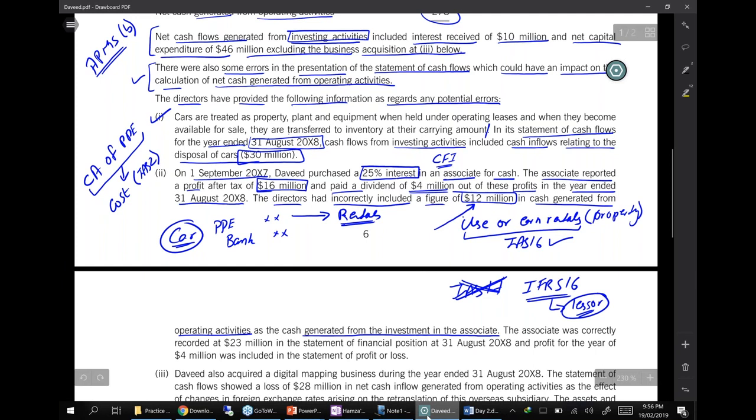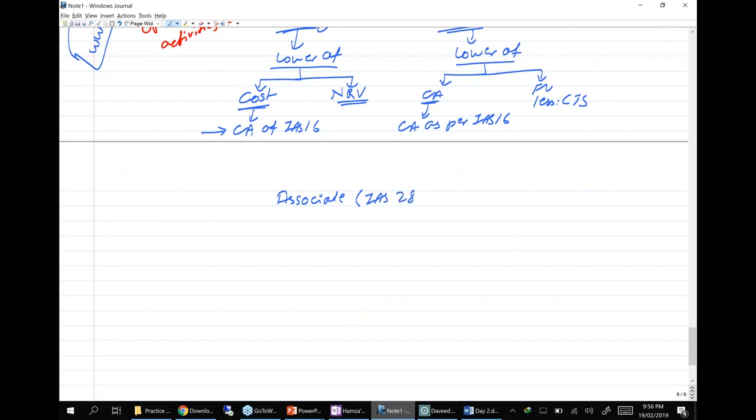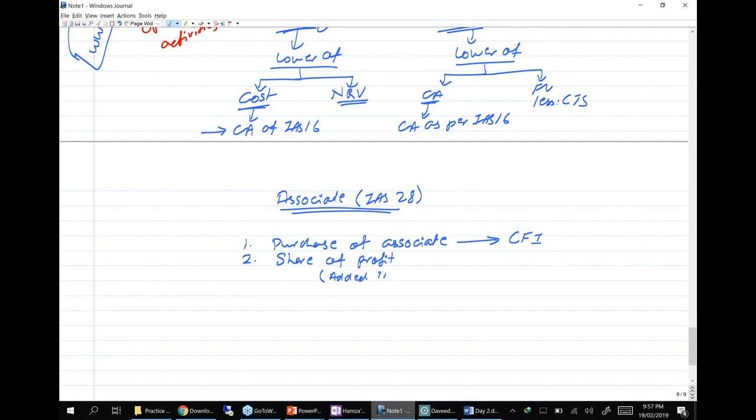What impact of an associate is taken to the operating activities? Let me write this down. When we talk about an associate, about IAS 28, there are three values which are relevant to us. One is the purchase of the associate. If we are purchasing an associate, that should be taken to the cash flow from investing activities. Second, the share of profit in the associate. This is something which is added in the profit, and it is non-cash. So we are going to deduct it in the cash flow from operating activities because it is non-cash.